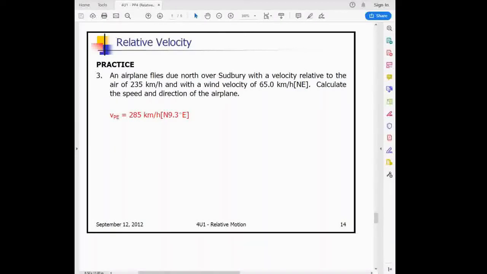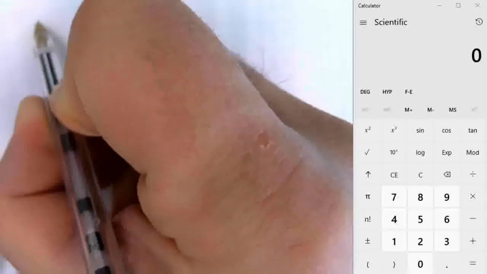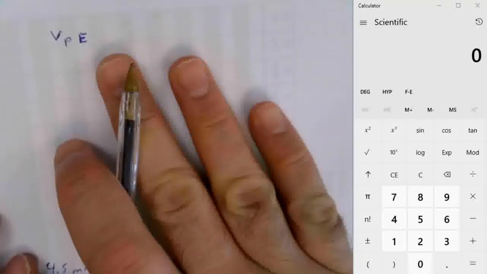It says an airplane flies due north over Sudbury with a velocity relative to the air of 235 kilometers per hour and with a wind velocity of 65 kilometers per hour northeast. Calculate the speed and the direction of the airplane. Now for this problem, we have this airplane and we're really looking for the velocity of the plane relative to the Earth because they're asking us to find both the speed and direction.